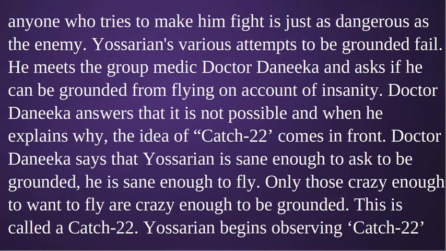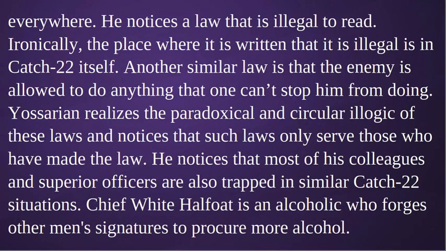Yossarian begins observing Catch-22 everywhere. He notices a law that is illegal to read. Ironically, the place where it is written that is illegal is in Catch-22 itself. Another similar law is that the enemy is allowed to do anything that one cannot stop him from doing. Yossarian realizes the paradoxical and circular illogic of these laws and notices that such laws only serve those who have made the law.